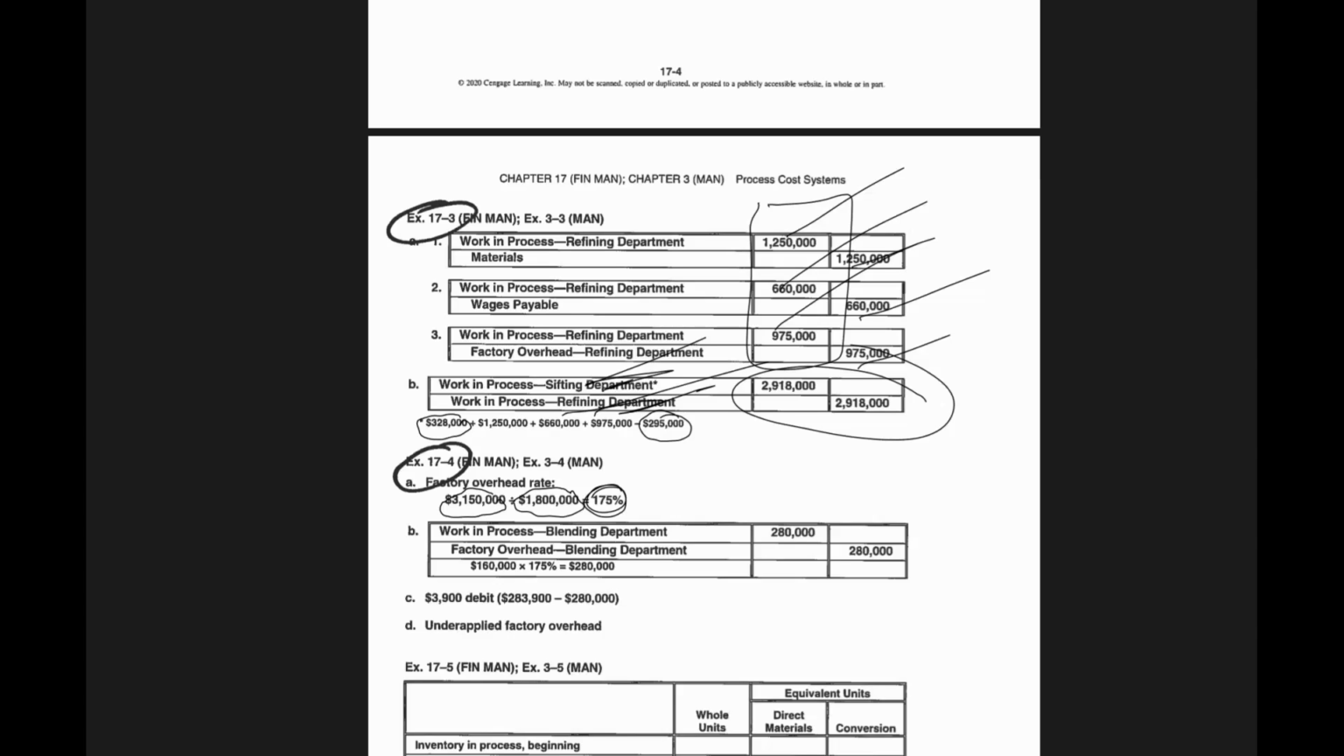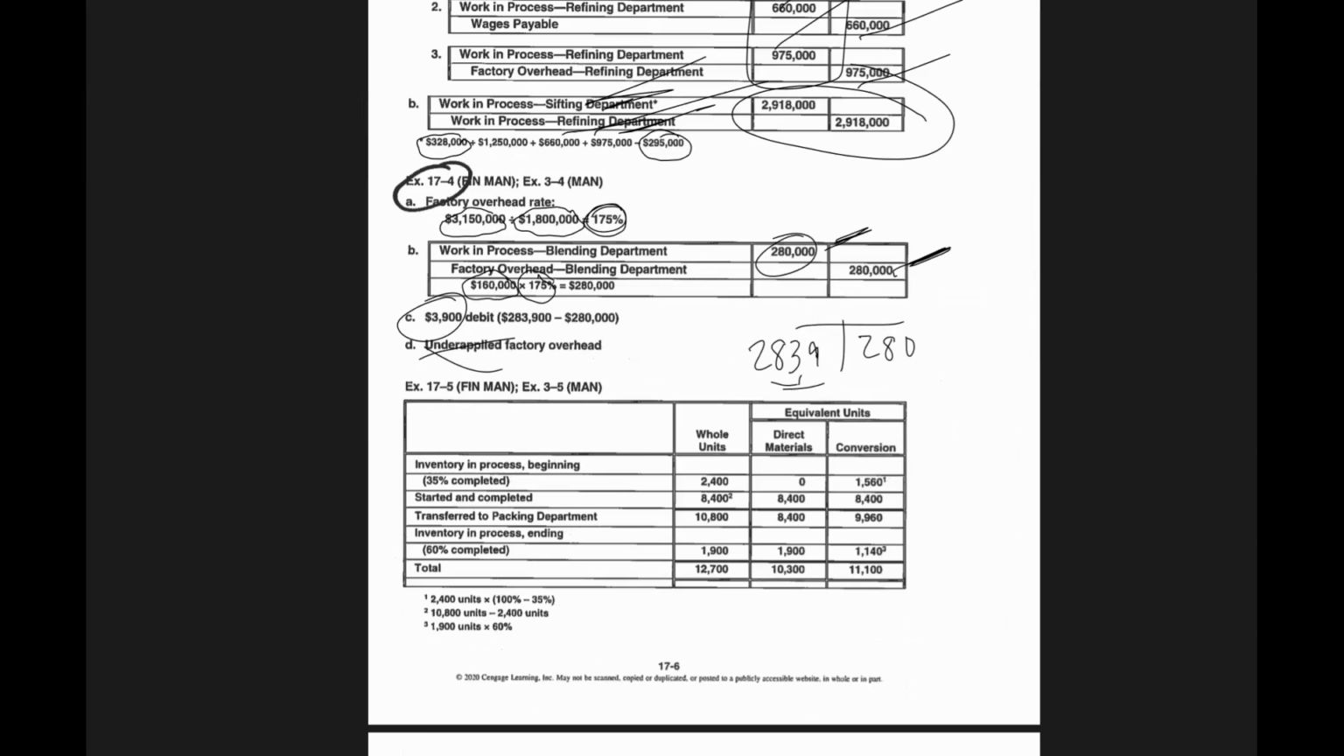B, journalize the entry to apply factory overhead. Well, there was $160,000 of actual direct labor at that rate. 175% would be what we would apply, so coming out of overhead to the WIP in the amount of $280,000. What is the February 28th balance in the factory overhead? Well, we applied $280,000. We actually incurred $283,900, so there is a debit balance of $3,900 in there, which means it's underapplied.